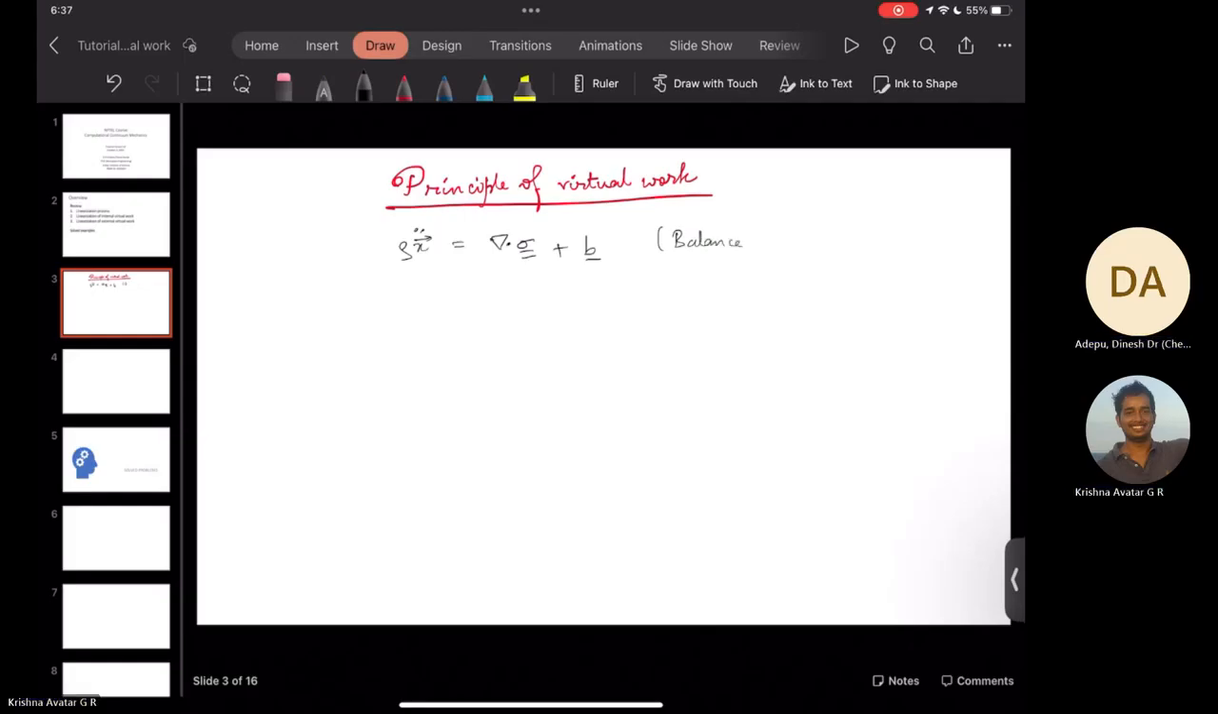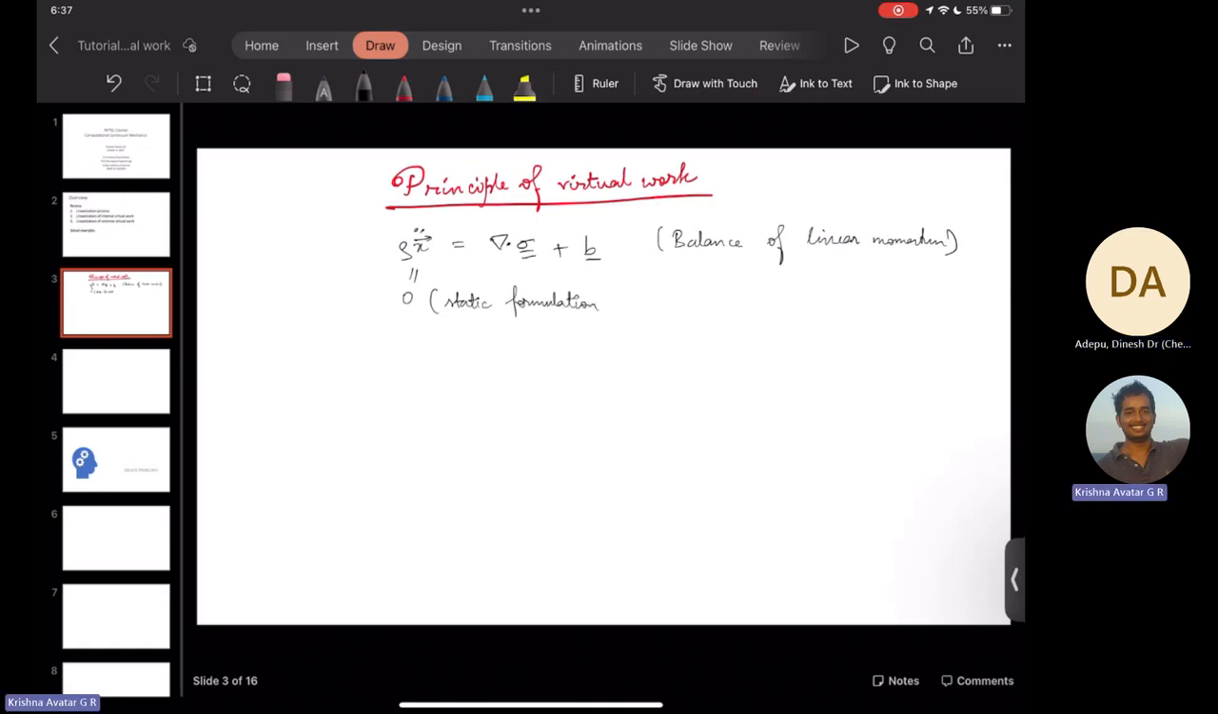Plus B vector. So this is our balance of linear momentum equation, isn't it? Balance of linear momentum. Now, as we had discussed last time, throughout this lecture we deal only with static problems. So this is 0.